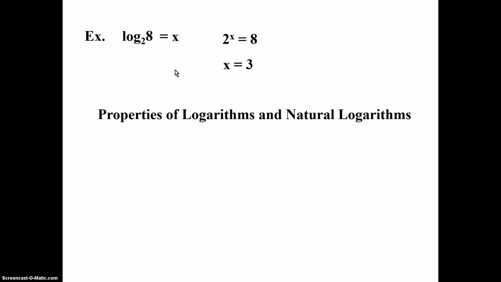Alright, let's go over properties of logarithms and natural logarithms. And first here are the properties for logs. The log of 1 will always be 0. The log of a with base a will always be 1. Pay attention to this one. So in other words, let me give you an example.